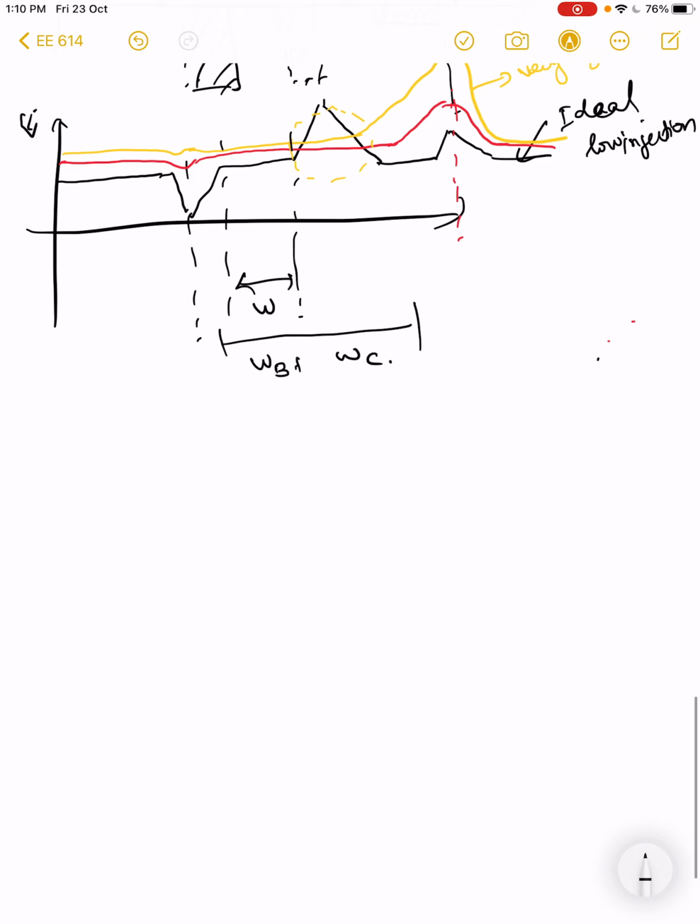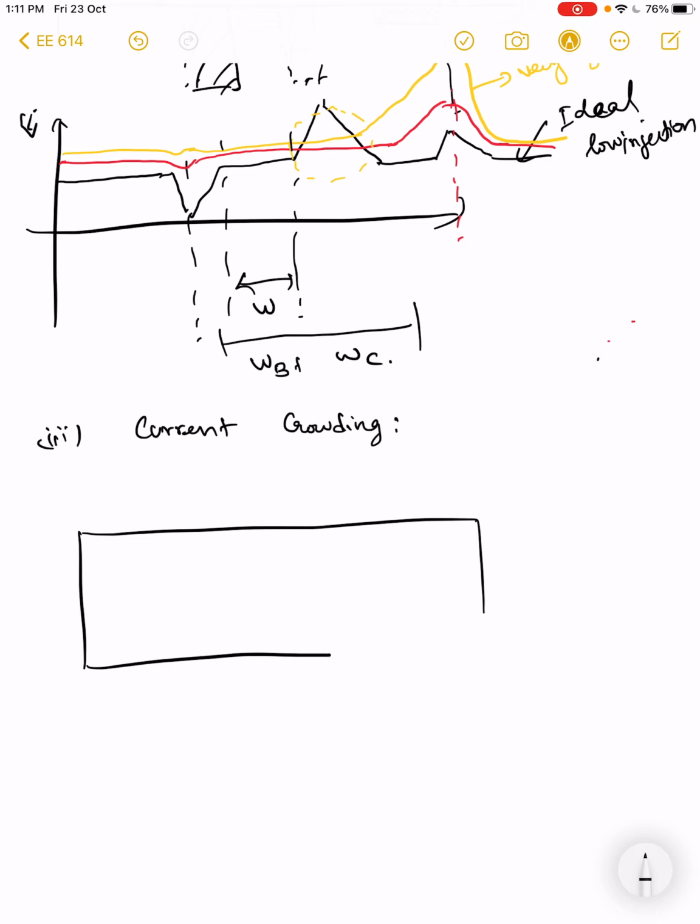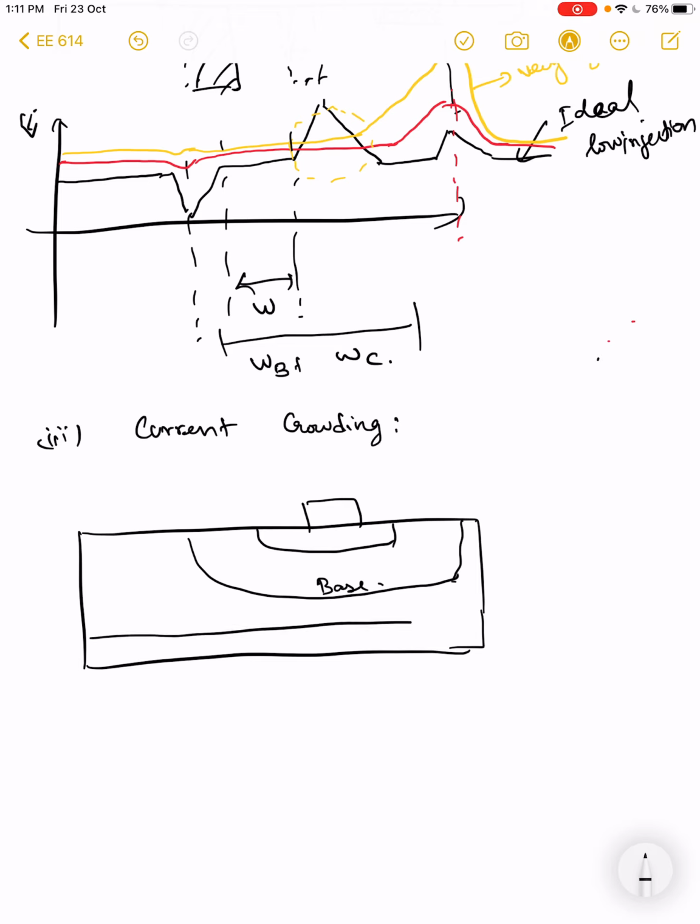Now let us go to the third non-ideality, which is current crowding or base spreading. This is coming from a practical device application perspective. So let us take a normal BJT, how it is formed. You have an emitter, you have an emitter contact, and you have a base beneath it. So this is base, and then you have a collector, and then you have a collector contact.